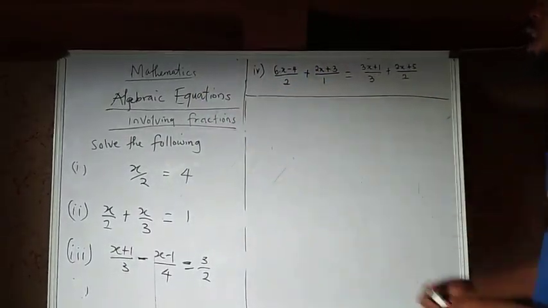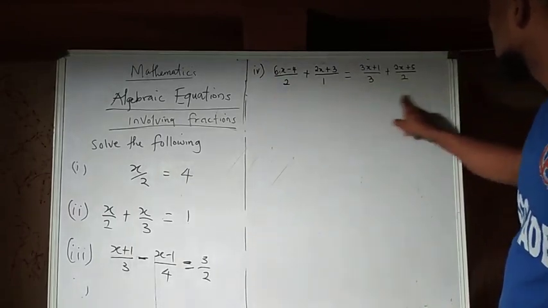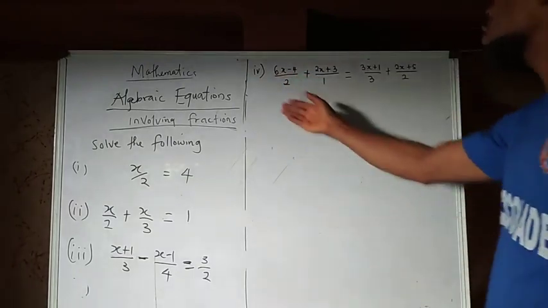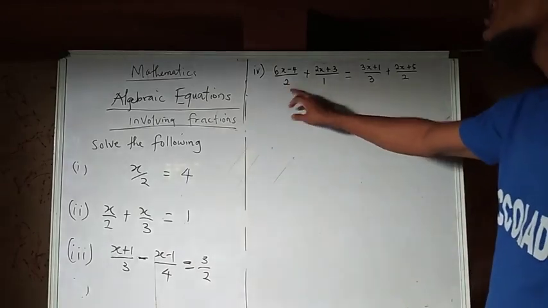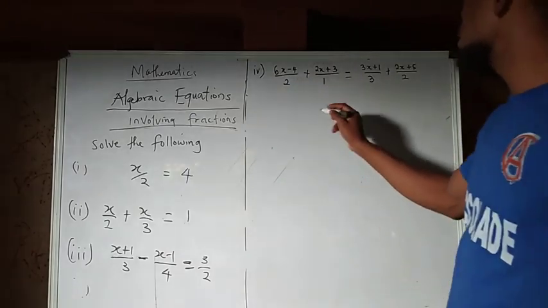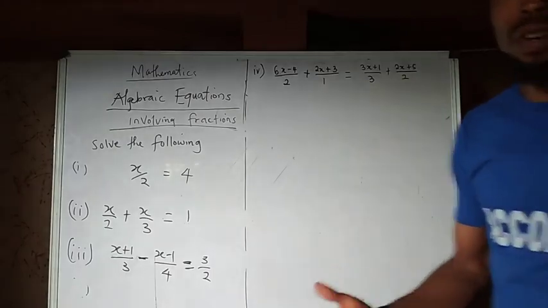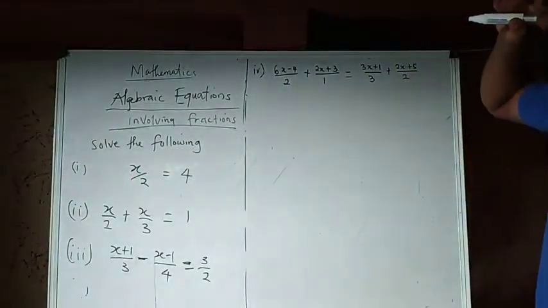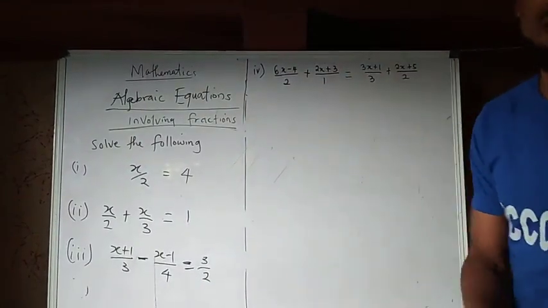So you see, in this equation, all we're going to do is get the LCM of all the terms of the denominators here. The denominators are 2, 1, 3, and 2. So the LCM of the denominators is going to be 6, following from how to get LCM. So the LCM is 6. We use the LCM and multiply through the whole fractions, as simple as that.